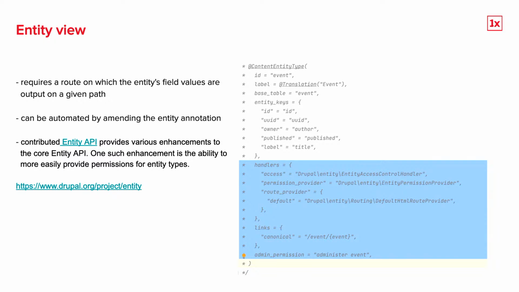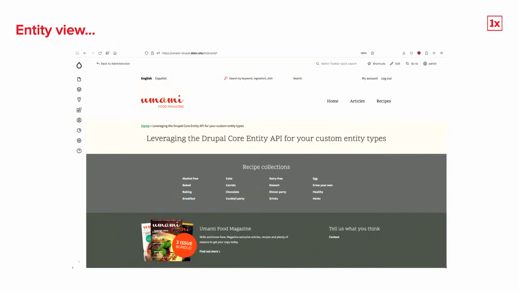For that, we have a link template that says how our route is going to look, where we access the entity. And then we have the route provider that's going to generate the routes for us, starting from the link template. It checks the link templates, looks for some of them, in that case the canonical one, and automatically creates it.